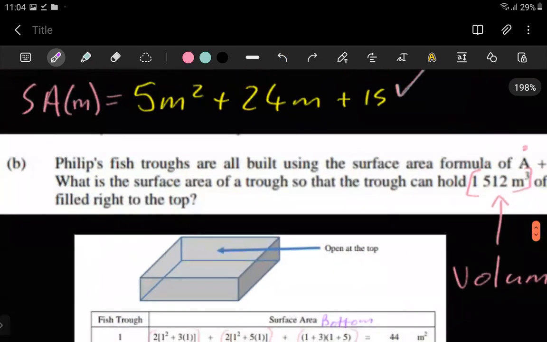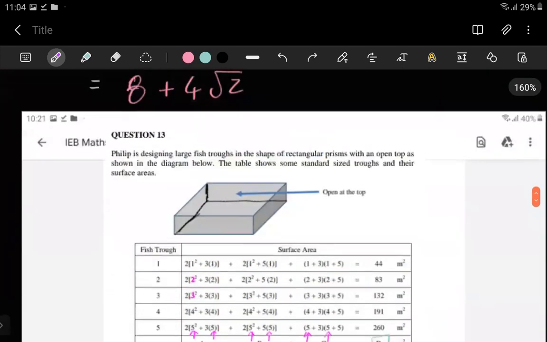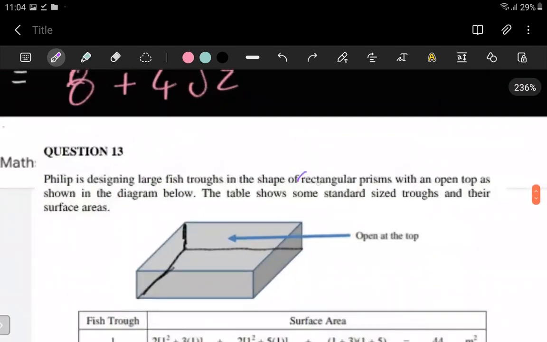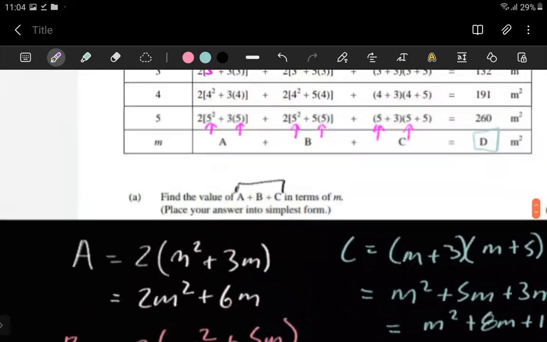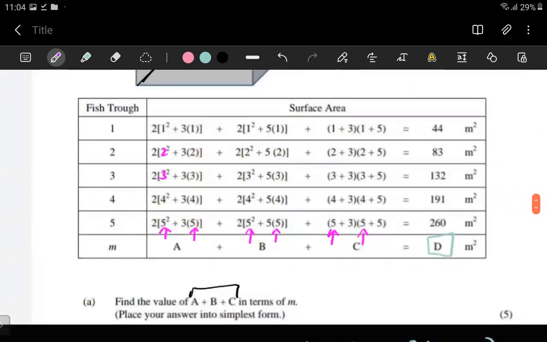And then what is the shape of these troughs? Did they give us the shape of these troughs? Maybe. Rectangular prisms. Well, if they're rectangular prisms with an open top as shown in the diagram. If it's rectangular prisms, you see they said here, rectangular prisms. But then the thing now is these rectangular prisms, they're not all exactly the same.